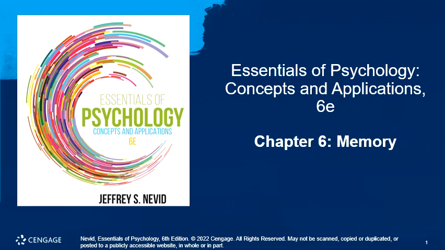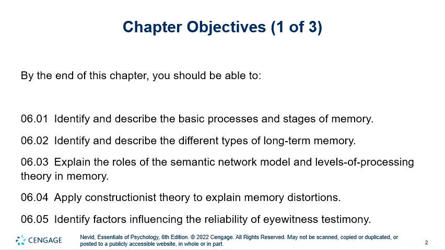Right, so now we are up to memory, chapter 6 of Essentials of Psychology, Concepts and Applications. In this chapter, we will be going over how you may identify as well as describe or explain the basic processes and stages of memory. We're going to take a look at the different types of long-term memory, as well as hopefully be able to explain how the semantic network model and levels of processing theory in memory works.